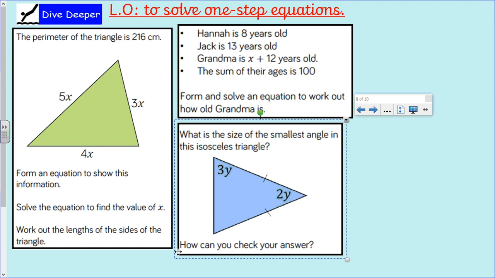Final one, if you've got this far, what is the size of the smallest angle in this isosceles triangle? So this is 3y and 2y. So think about what you know about isosceles triangles as to what this would be. And then you need to try and find the value of y. This does involve some understanding of angles in a triangle. If you are unsure of those angles in a triangle, then I would suggest you leave that one.